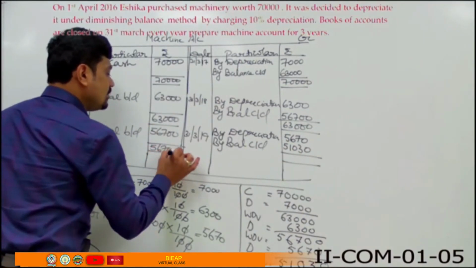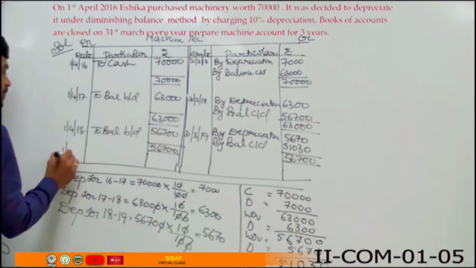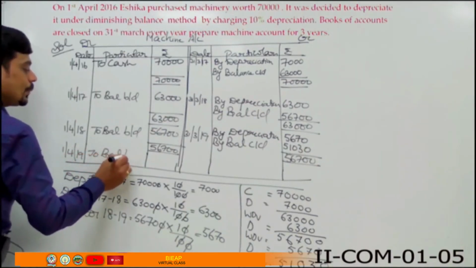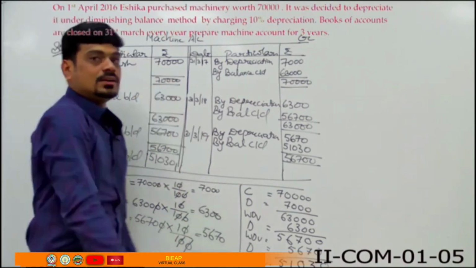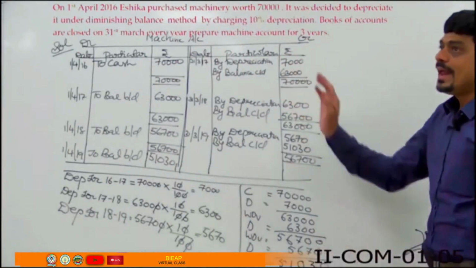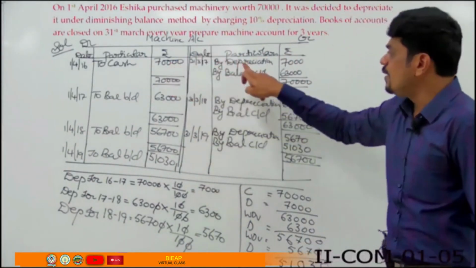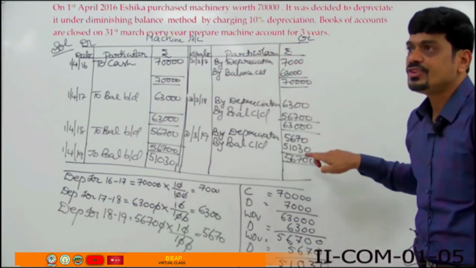I'll leave the answer in which year? 4th year. So come to 4th year, 1st April 2019, to balance brought down 51,030. Here again I am explaining. We bought for 70,000. The same depreciation rate, the balance will be the same. Only the amount of depreciation is changing.